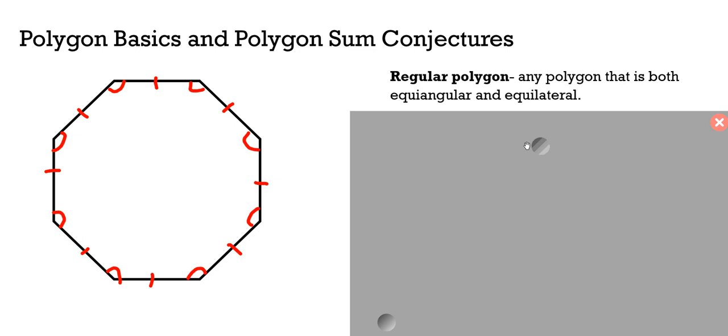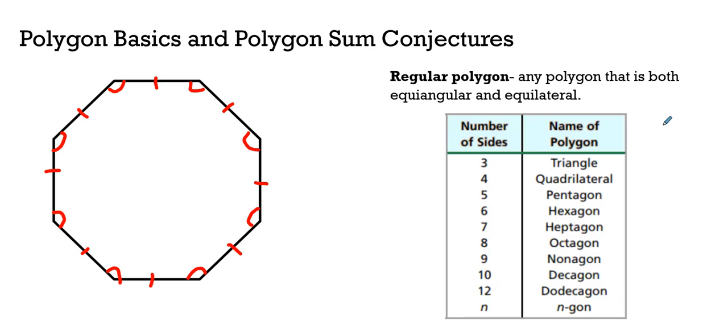We've talked a little bit about that when we talked about equilateral triangles that are also equiangular. That's just another word for regular. It's easier to say regular than equiangular and equilateral. And then how we classify polygons is by the number of sides. This list here is pretty much the ones that I reserve the right to have you know.